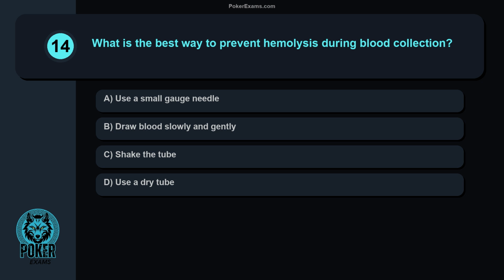Question 14. What is the best way to prevent hemolysis during blood collection? Use a small gauge needle. Draw blood slowly and gently. Shake the tube. Use a dry tube.